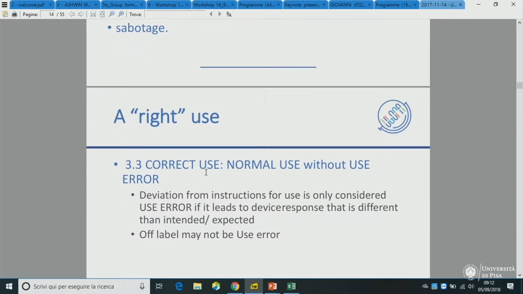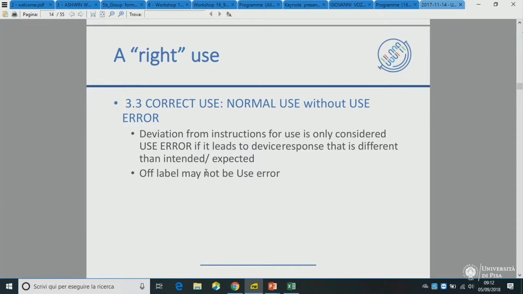And the right use is the only way they can use the device according to your specifications. Off-label may not be use error if there is no other solution. There are so many ways the doctors can use the device in a non-intended way that is beneficial for the patient just because that's the only thing they have. And it should be foreseen and allowed.